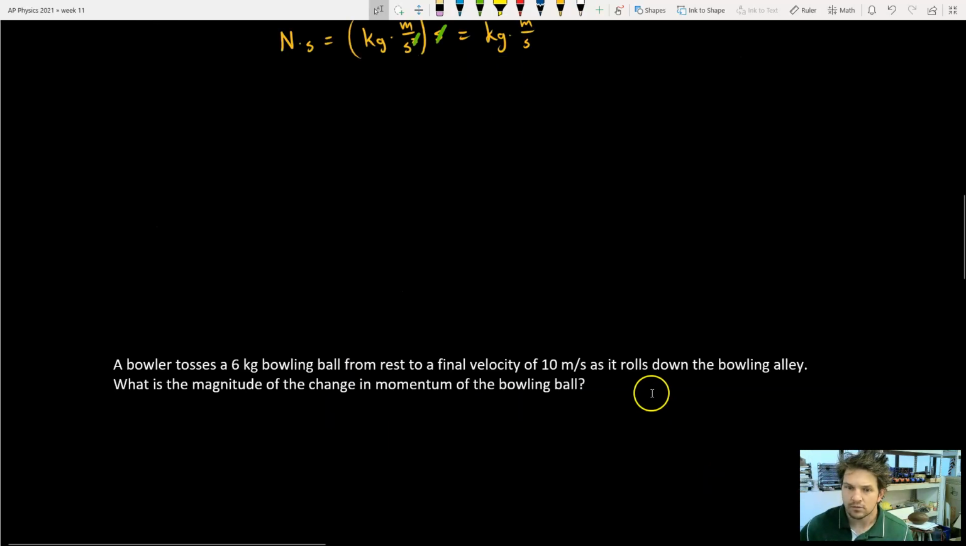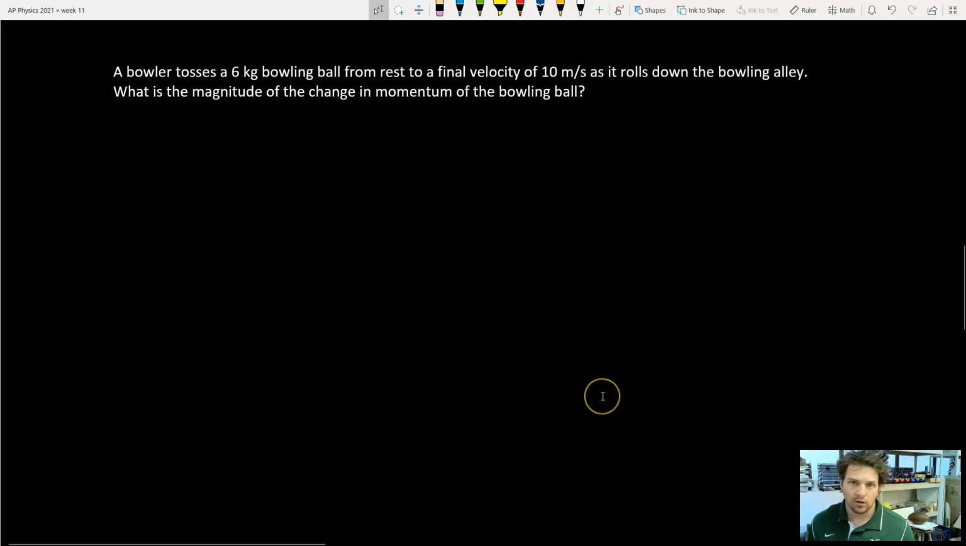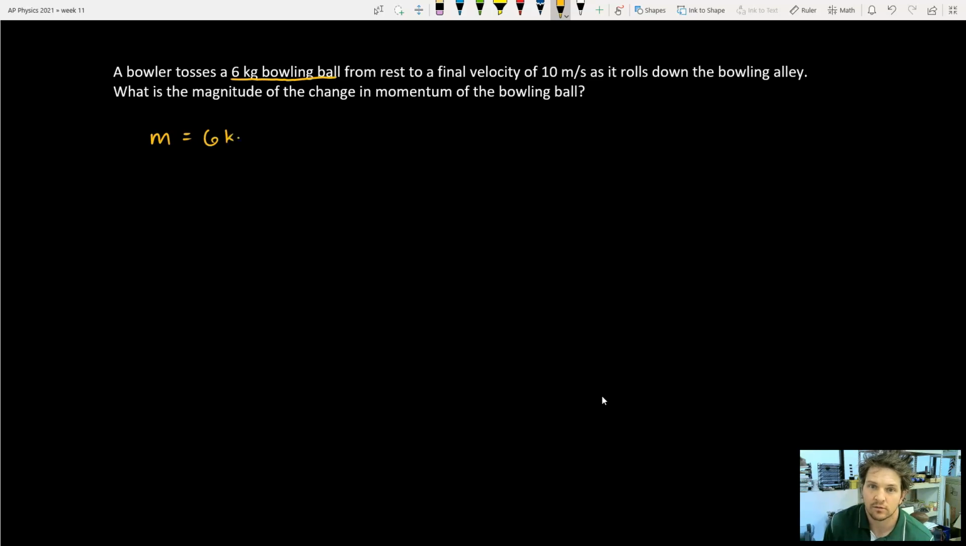Let's see. A bowler tosses a 6 kilogram ball from rest to a final velocity of 10 meters per second. So again, let's keep track of what we got so far. We got a 6 kilogram bowling ball, so that's our mass. From rest to a final velocity of 10 meters per second. So I have two velocities there. I have an initial velocity of 0 because it's at rest, and then a final velocity of 10. Rolls down the bowling alley. What is the magnitude of the change in momentum?